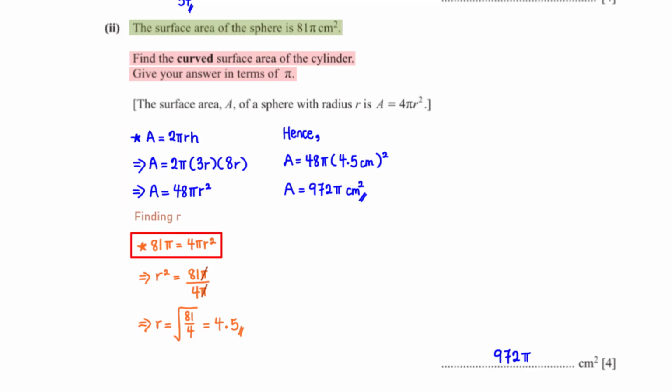We know that the surface area of the sphere is 81 pi. When we divide both sides by 4 pi, this is what we have. When we take square root of both sides, this is what we have, which is equal to 4.5. Now that we have the value of r, the curved surface of the cylinder is 48 pi times 4.5 centimeters squared, which is equal to 972 pi centimeters squared.